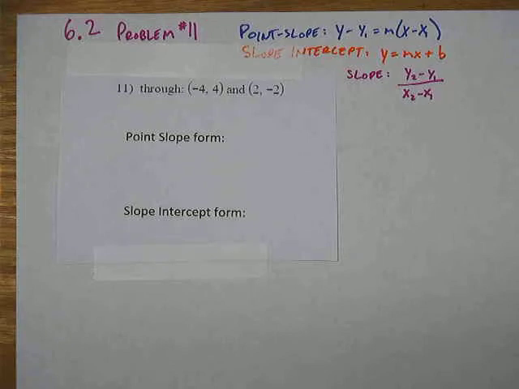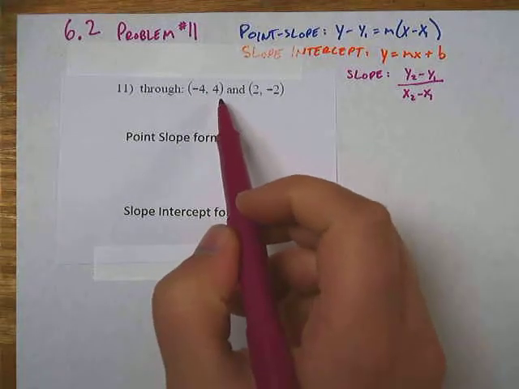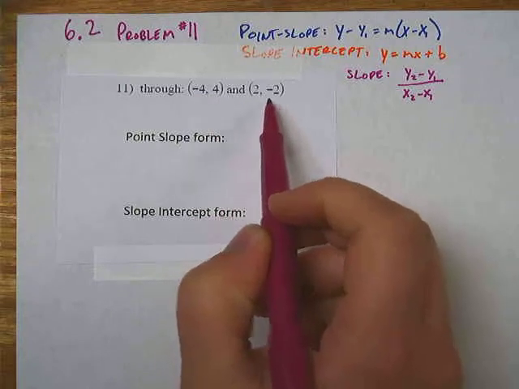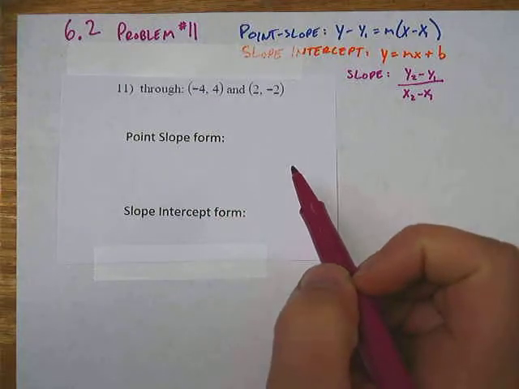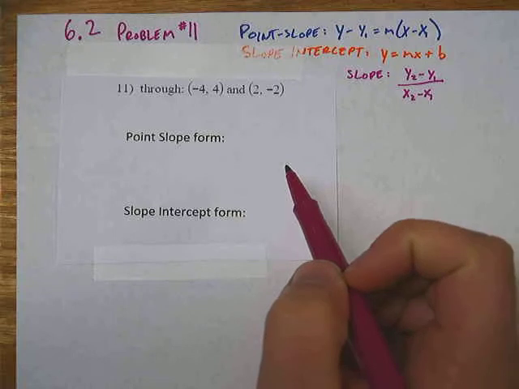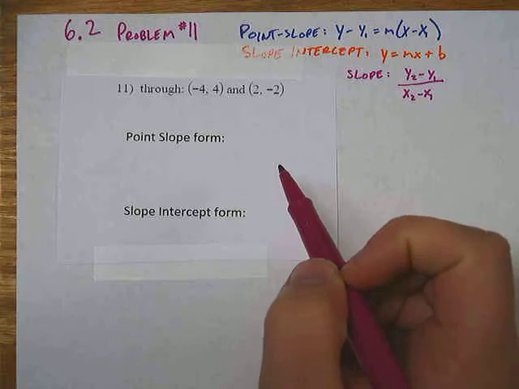Hey there, so this is going to be 6.2, problem number 11 from your homework, and we want to find the slope of the line that goes through the point -4, 4 and 2, -2, and we want to write it in two different ways. We want to write it in point slope form and slope intercept form.